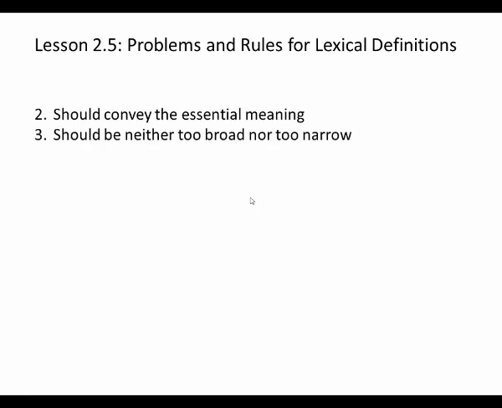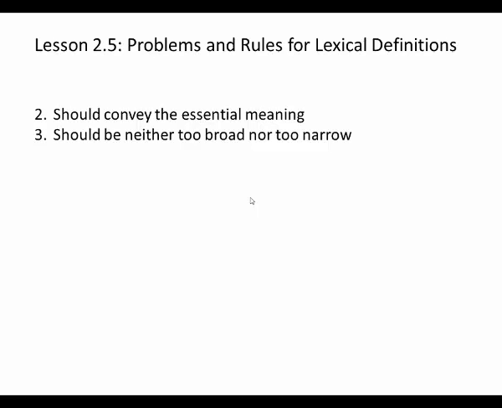You'll find in the textbook 8 distinct rules for lexical definitions, and not all of those are equally significant in my opinion. Some of them we can sort of set aside more or less. Rule 1, that the definition should be grammatical, is nothing really special about definitions. Everything should be grammatical. So I don't want to worry about that too much. The second rule, that a definition should convey the essential meaning of the term being defined, is a significant rule about definitions. Actually, before we talk about the second rule, though, I think it's helpful to discuss the third rule first, and that is that the definition should be neither too broad nor too narrow.